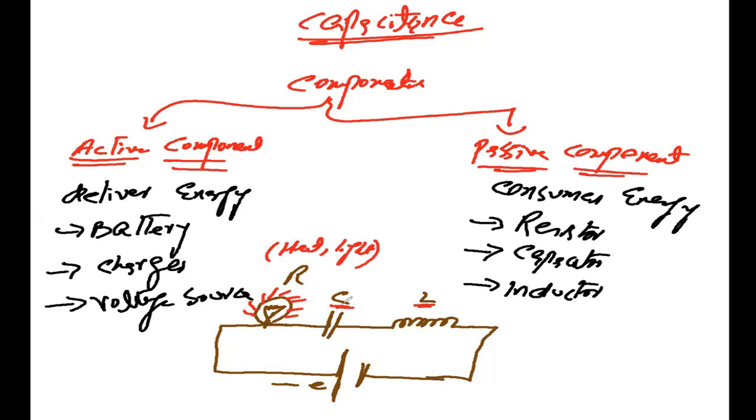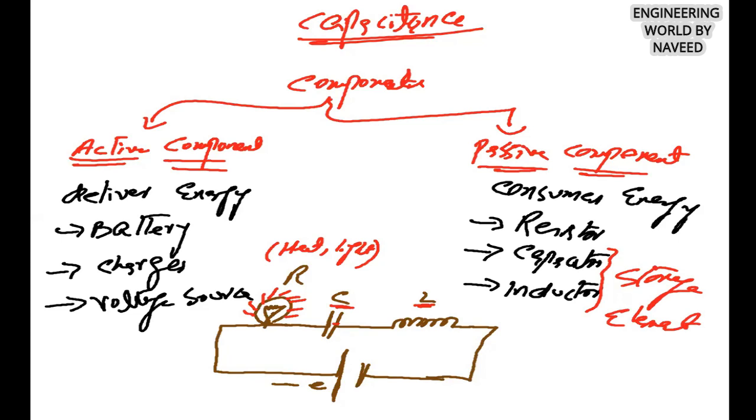It will store energy in the form of an electric field. And this element will also store energy. So these are the storing components. It will not deliver any energy, it will not release any energy, but it will store energy. So these are the storage elements. And the resistor is delivering energy. Whatever energy it consumes, it will release all of it. It will not store any sort of energy.